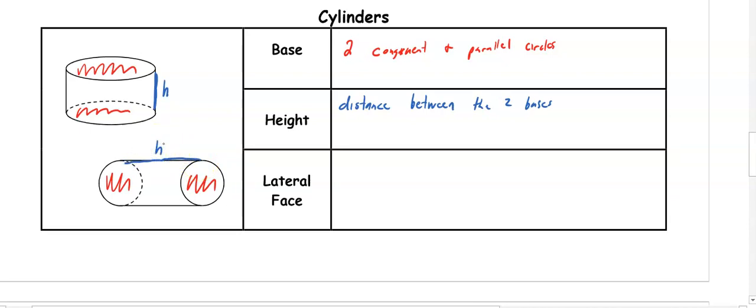Then the lateral face, if we were to take a cylinder, think about like a soup can. If you were to take the label off of a soup can and lay it out, it's going to give you a rectangle. So our lateral face is a rectangle that is wrapped around.